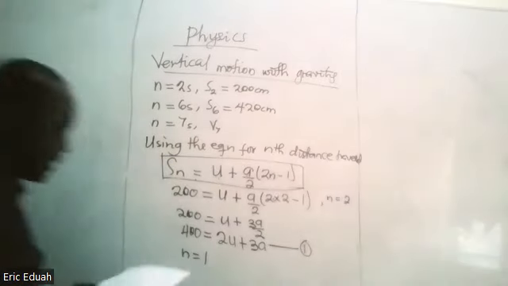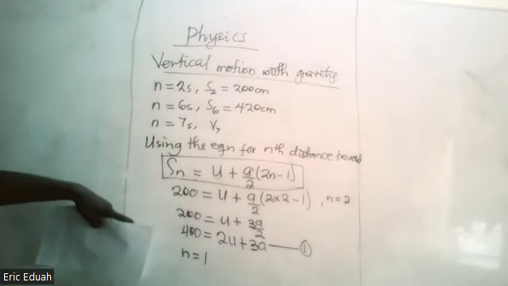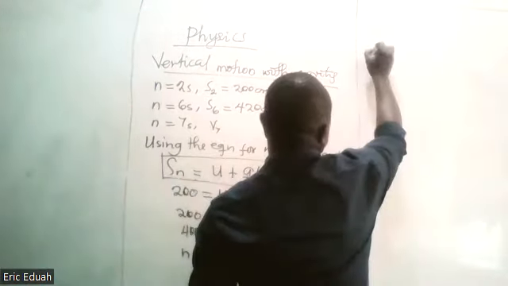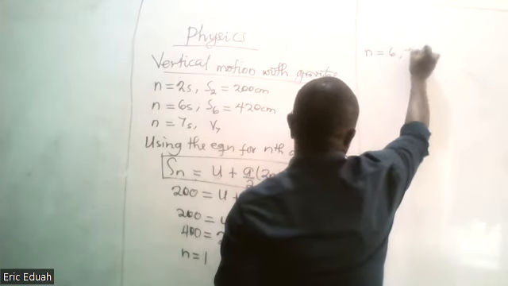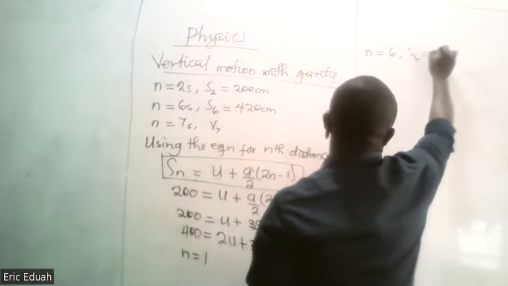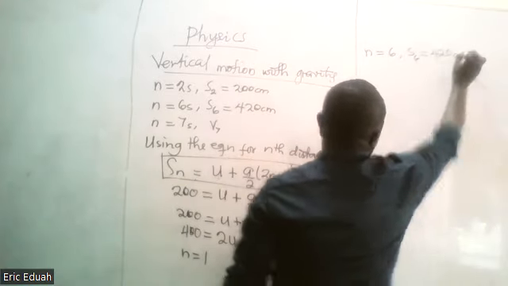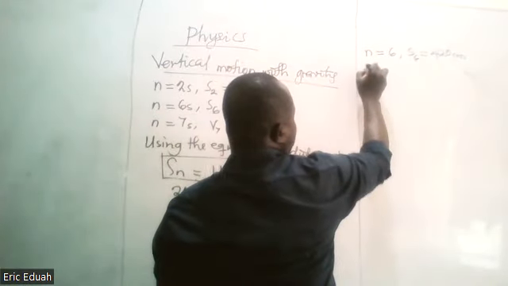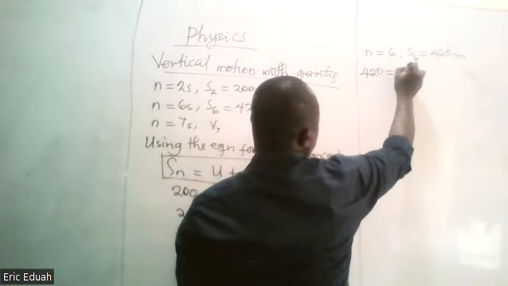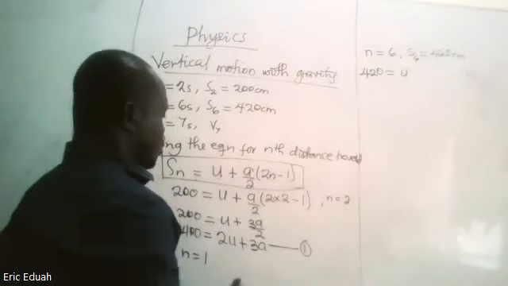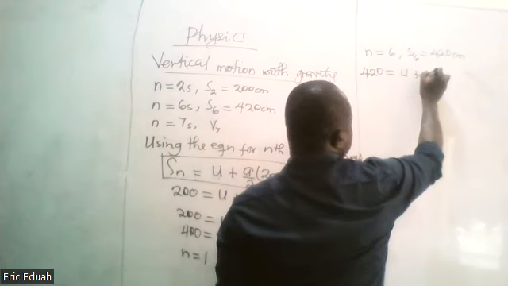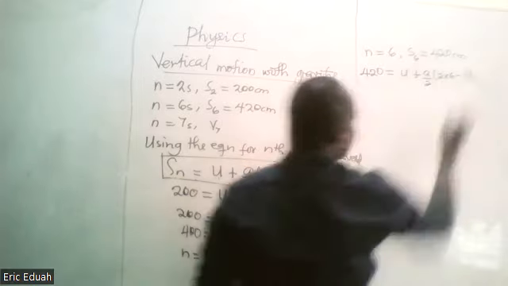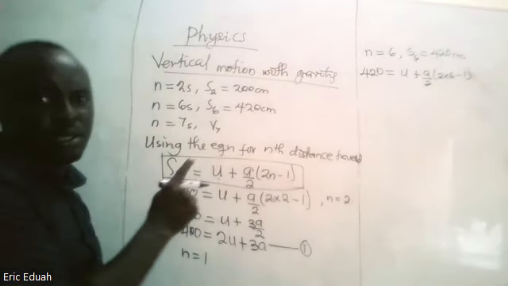Okay, so let's look at n equal to 6. For n equal to 6, the distance covered, we are told, is 420 centimeters. So it implies that 420 is equal to u, which we don't know, plus acceleration on 2 times 2 times 6 minus 1. Are we okay with the equation?